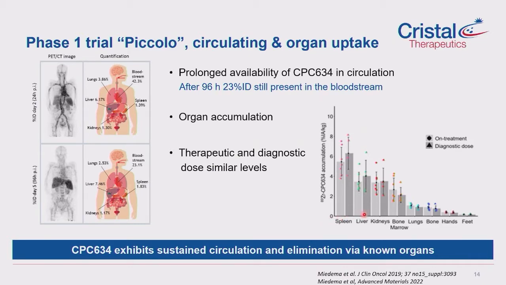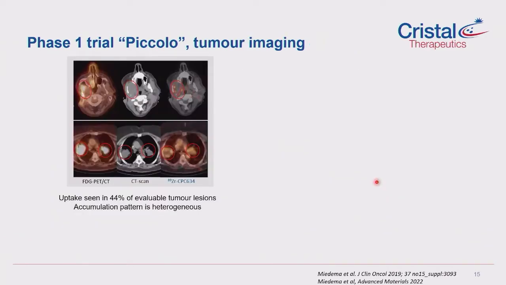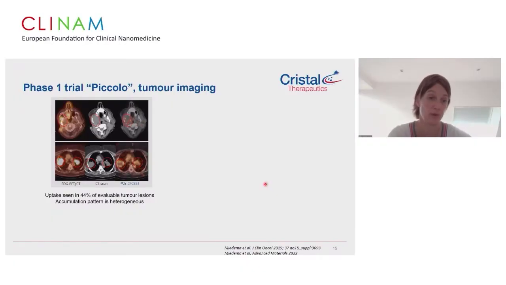But the most appealing to me is that the therapeutic and the diagnostic dose actually had almost similar levels. So really indicative that the diagnostic dose, with a 100-fold lower amount, is very predictive for the actual therapeutic dose level. But clearly, these are all the normal organs, and at the end of the day, it's about the tumor uptake. What we could demonstrate in this study is that we did see 44% of the evaluable tumor lesions taking up the PET signal.